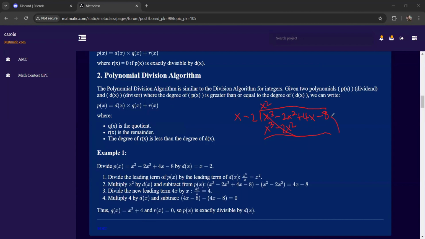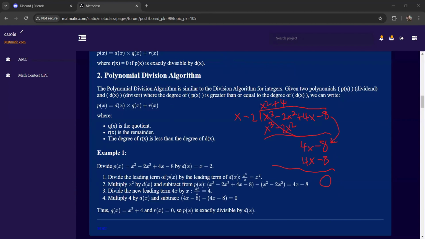So next we just bring this down here, and we have 4x minus 8. And now to cancel this, we're just going to multiply the divisor by 4. And this gives us 4x minus 8. So now we can just cancel that by just subtracting it, and our remainder is 0. So that was a pretty simple example.